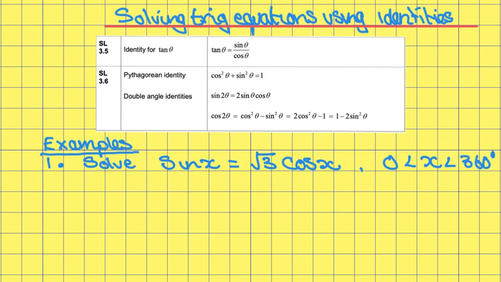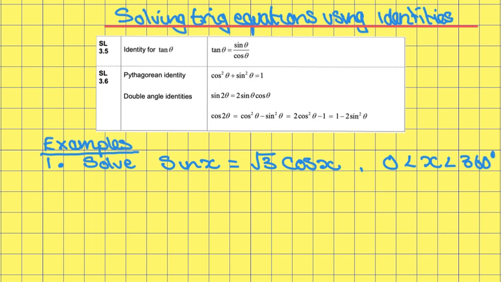In this video, we're going to solve trig equations using identities. The difference between just solving trig equations is in these questions we've got multiple trig functions and we need to whittle it down so we have only one trig function which we can then solve. So I've included what you get in the formula booklet in section 3.5 and 3.6.